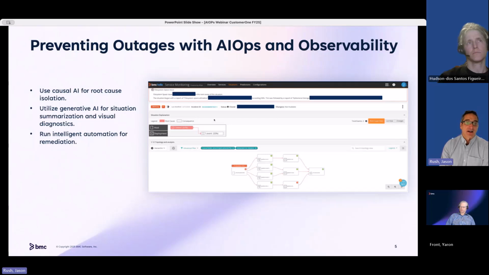And then the outages themselves started to decrease significantly. We actually took a much more successful proactive model once we were able to bring in this tool and get our service models in place.